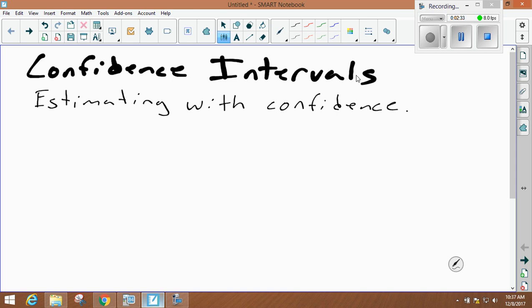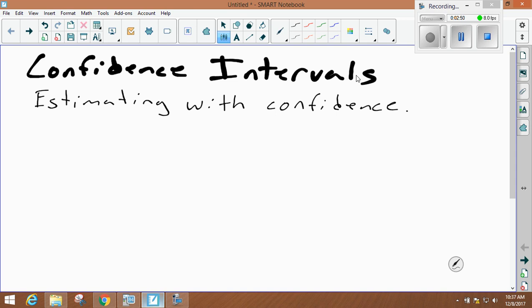So what a confidence interval does is it tells us, hey, yes, your calculation is pretty good, but the actual mean is really probably in between this high value and this low value. So that's what a confidence interval is telling us.